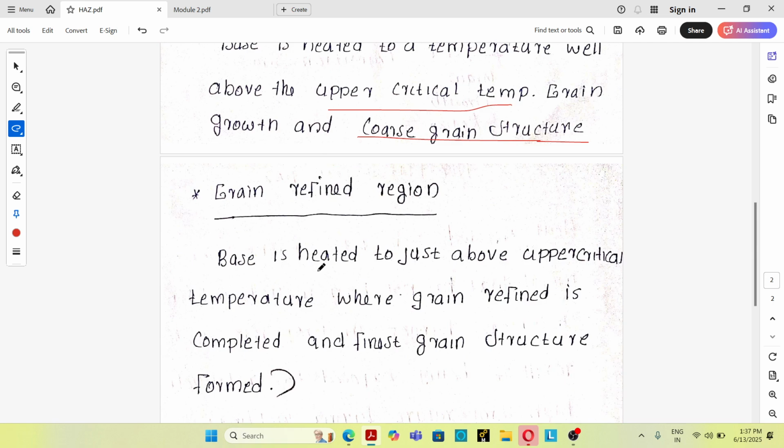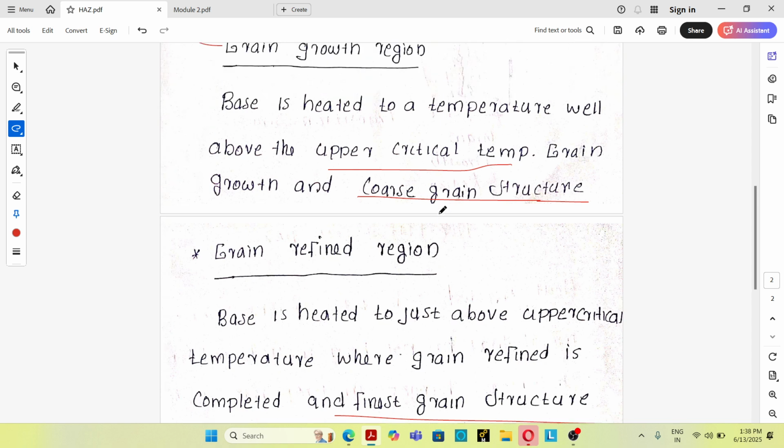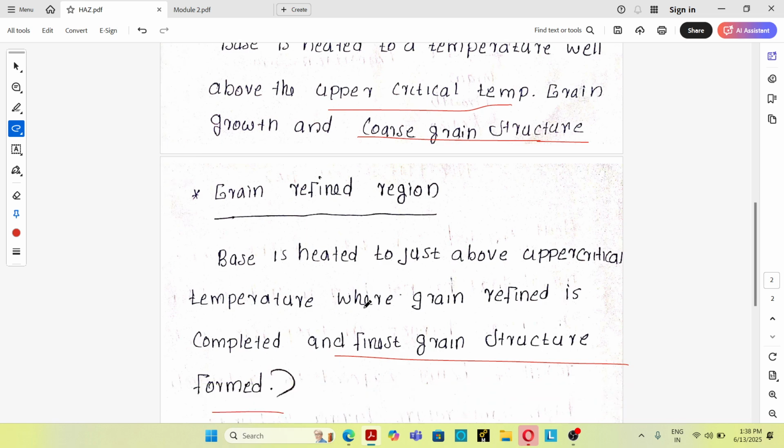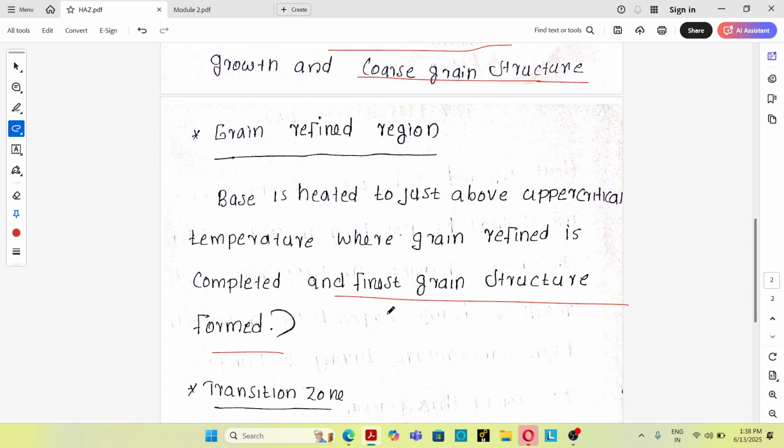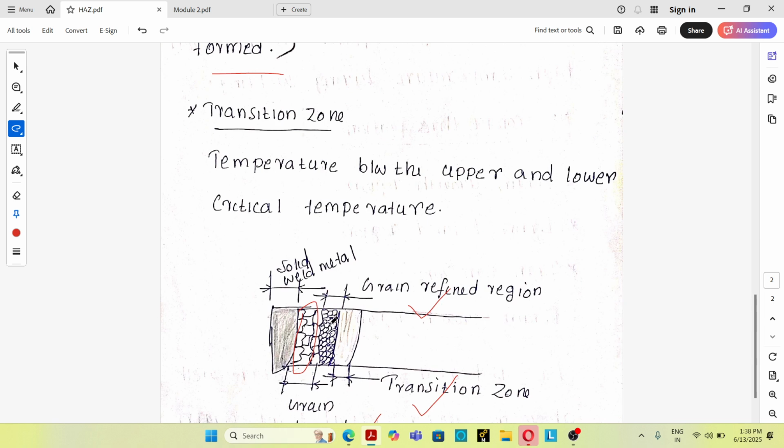Second one is grain refined region. Base is heated to just above upper critical temperature, where grain refinement is complete and fine grain structure is formed. So the second region of HAZ is grain refined region. In grain refined region, fine grained microstructure will be formed. In that region, the metal is heated just above the upper critical temperature, whereas in the first one the metal is heated well above the upper critical temperature. So here, fine grained structure will be produced.